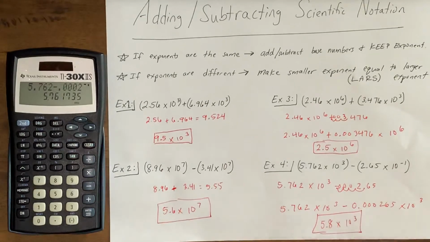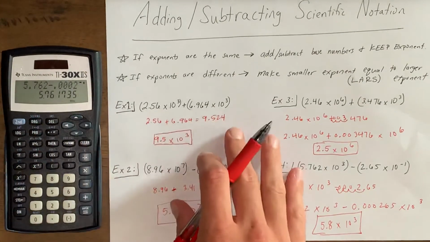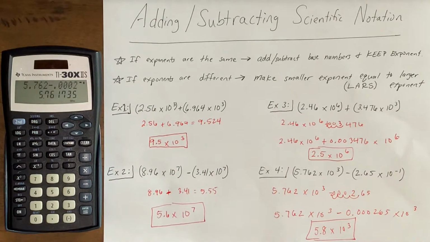So just remember, when we're adding and subtracting in scientific notation, our exponents have to be the same. If they're already the same, our life's easy. We just add or subtract the base numbers and keep the exponent. If the exponents are different, remember it's much, much easier to make the smaller exponent equal to the larger using LARS. If I move to the left, I add; right, I subtract.